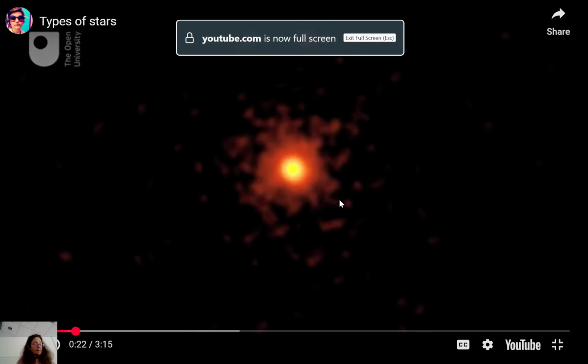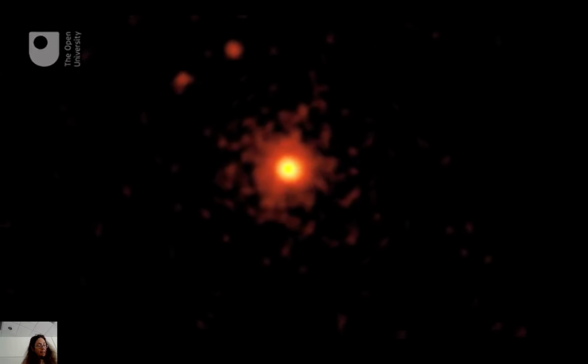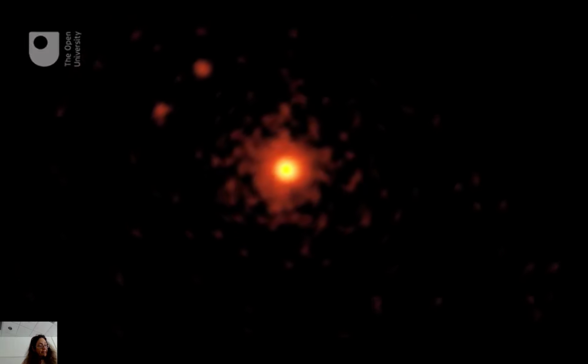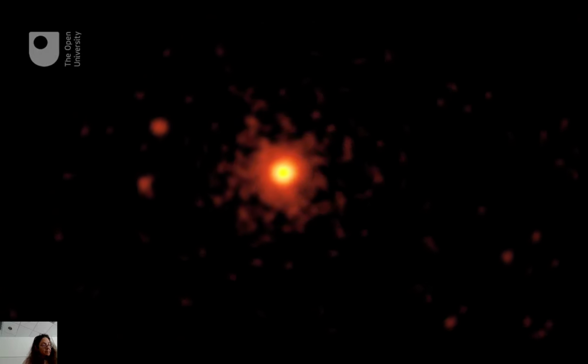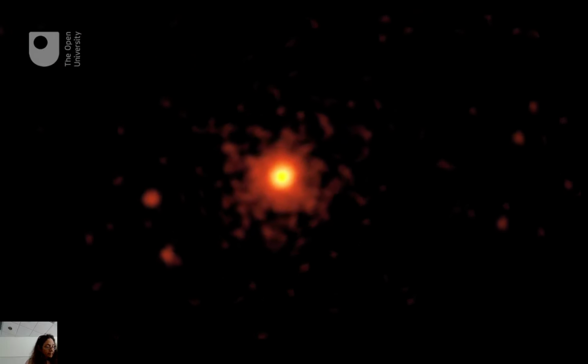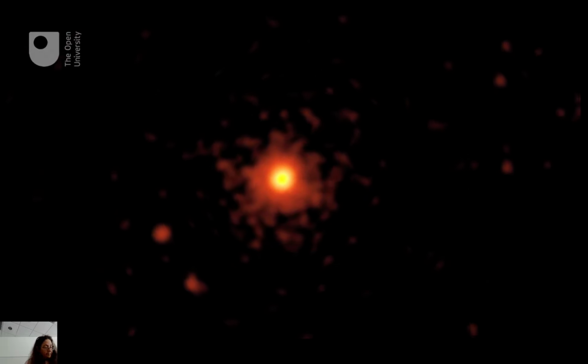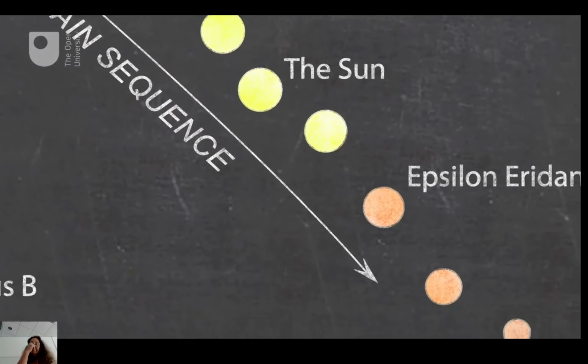Red dwarfs are small stars with temperatures cooler than that of the Sun. They are the most common stars in our galaxy and are less than half of the mass of the Sun. They burn slowly and so live for a long time relative to other star types. They are positioned below the main sequence on the Hertzsprung-Russell diagram.